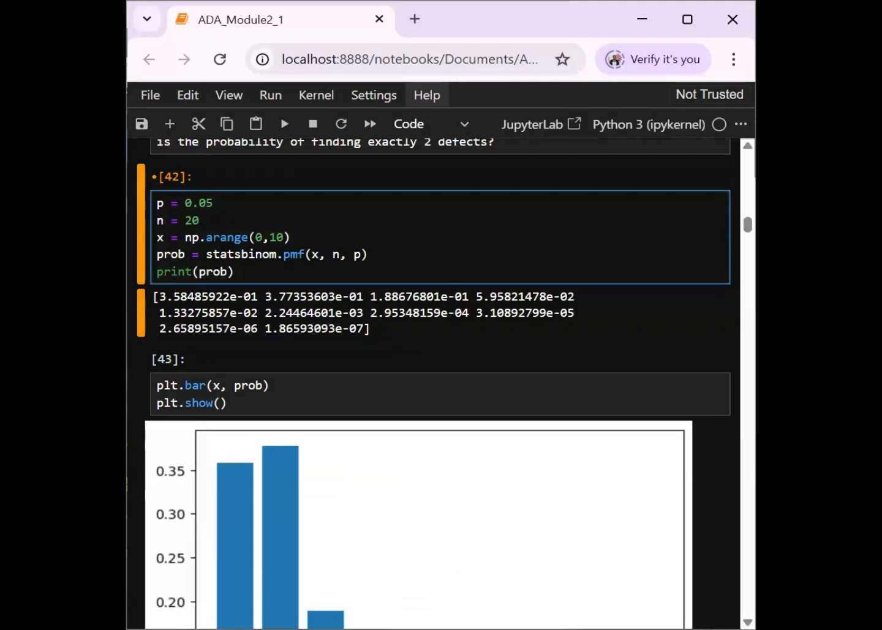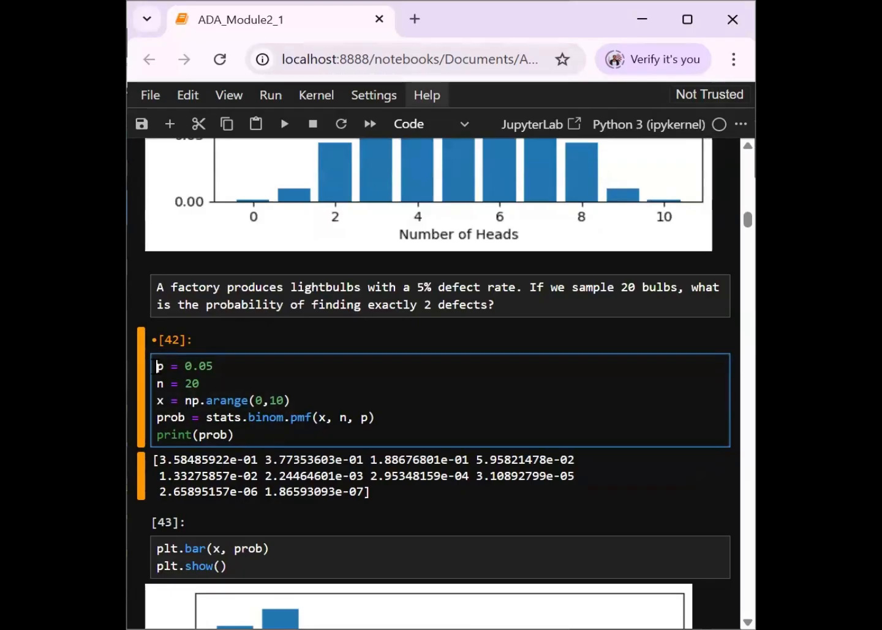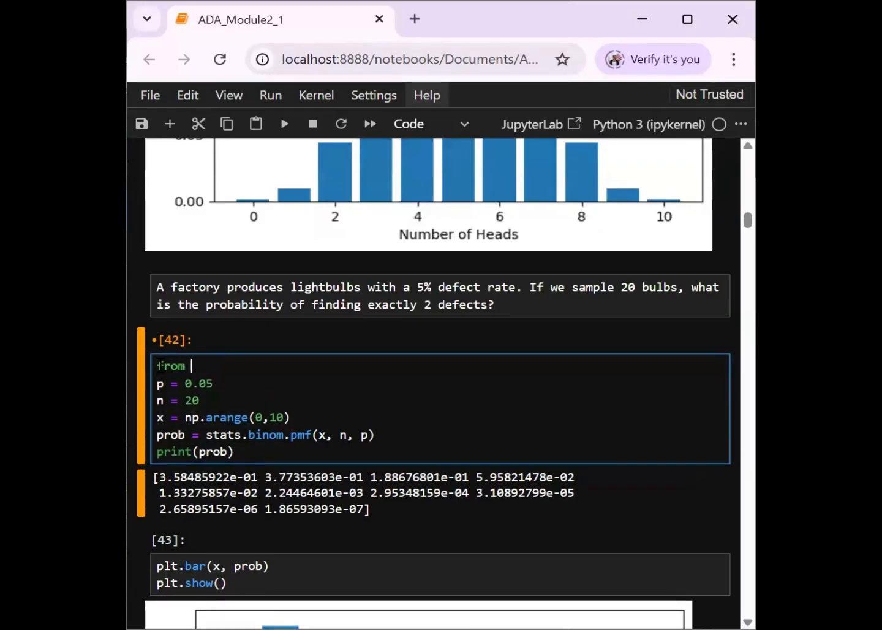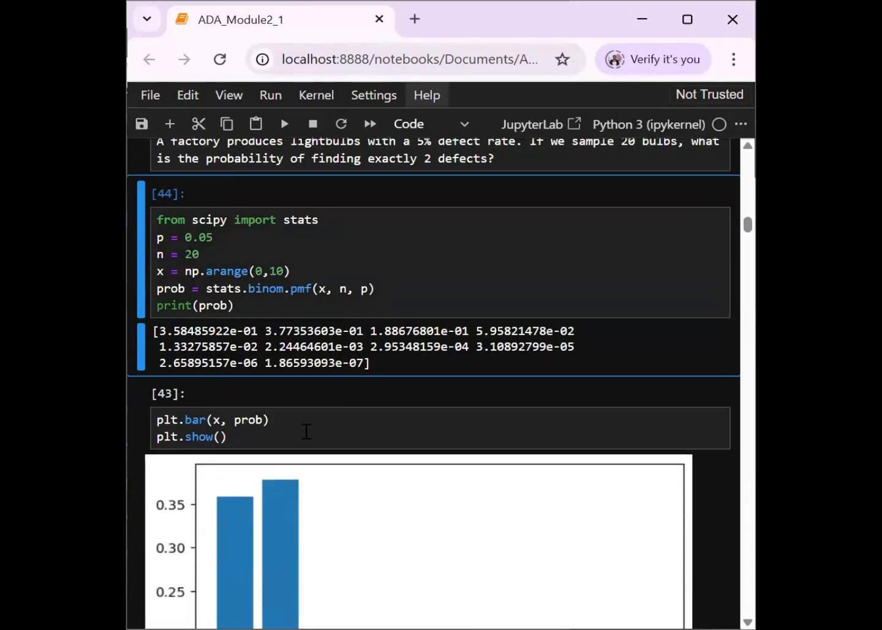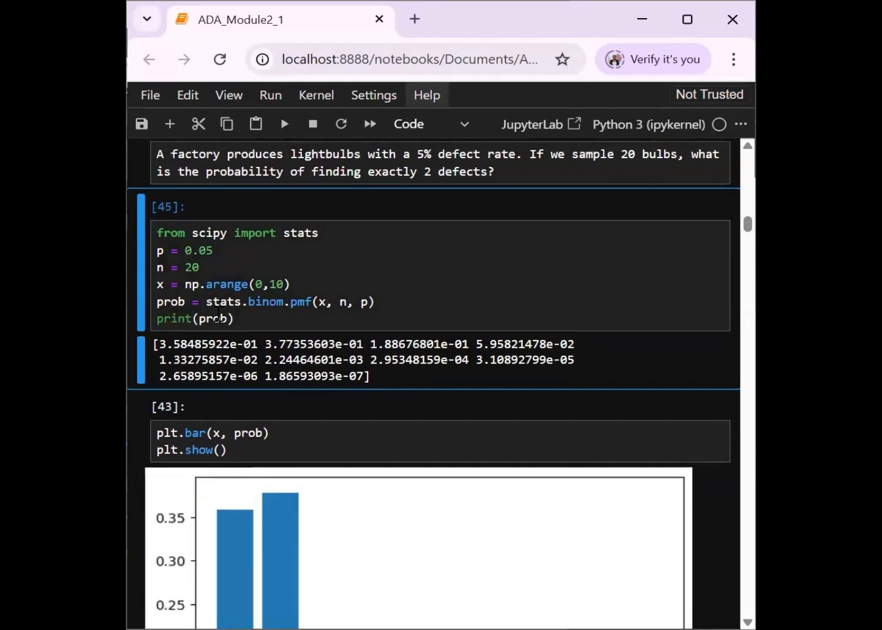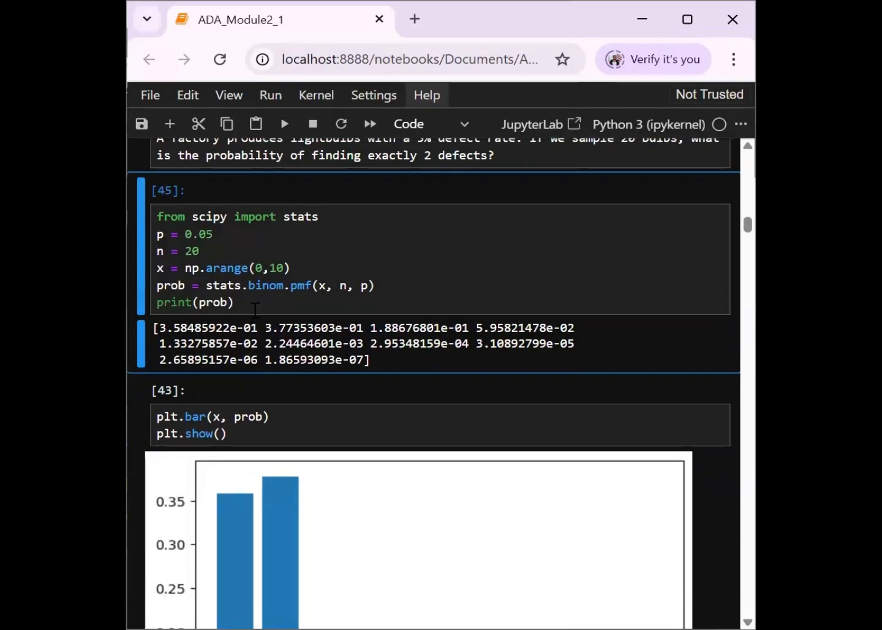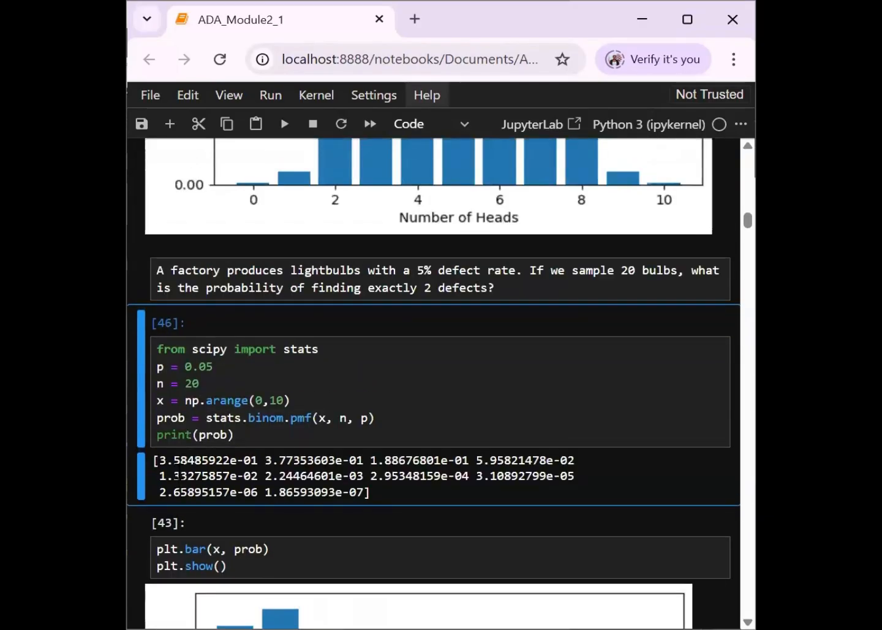Do I have that package installed? I don't think I installed it. So let me import that package. All right, so basically we still get the same thing. And then we can look at the value here for the 2. And now we note the value of the probability of finding exactly two defective bulbs.